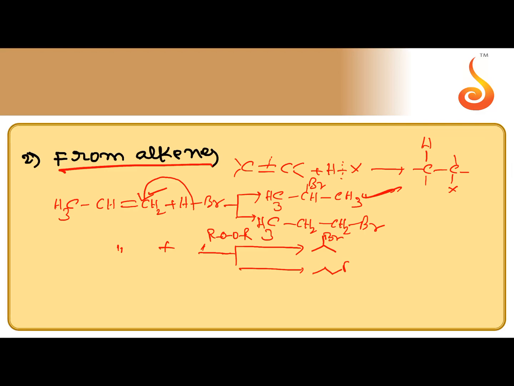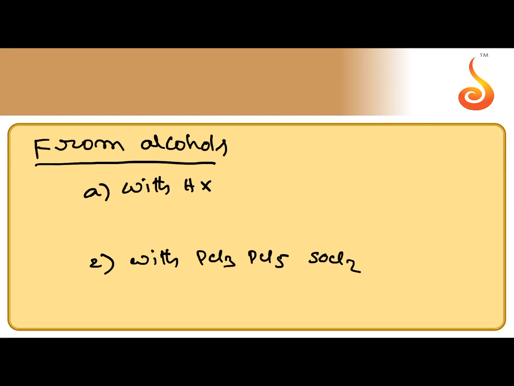2-bromopropane is formed, 1-bromopropane is formed. Between these two, n-propyl bromide is the major product. So this is Kharash effect or peroxide effect or anti-Markovnikov's rule. This rule is applicable whenever HBr is added and alkyl peroxide is the catalyst.